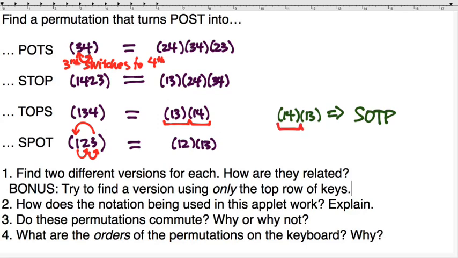I chose the word post here because it has more 4-letter anagrams than any other 4-letter word, I believe. But yeah, some of them are not actually words.